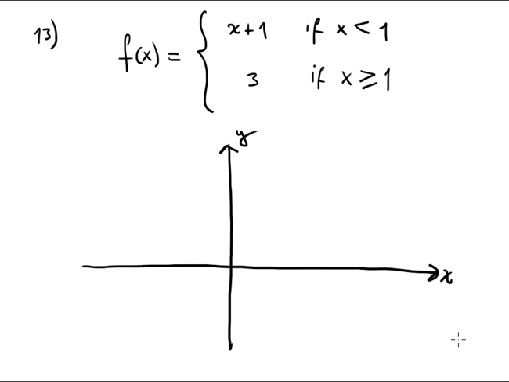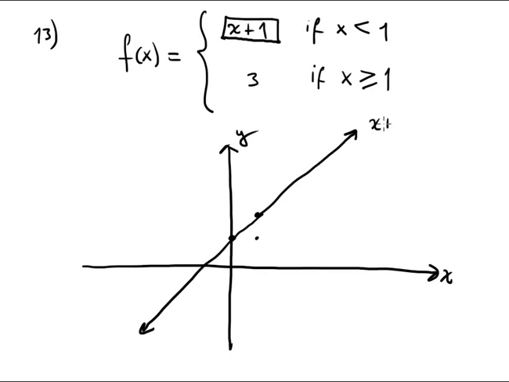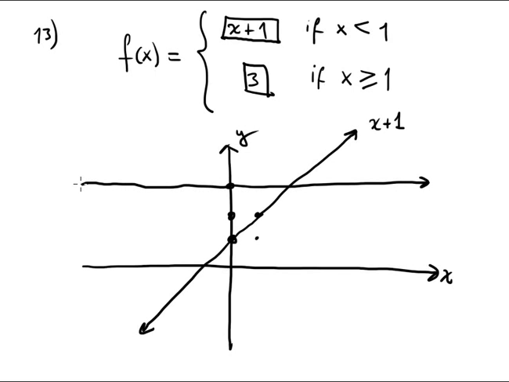Okay, 13 is do the graph of this piecewise function. Let's do the graph of each piece separately. This is a line intersecting at 1 with slope 1, the point 1, 1. It's obvious. Okay, this corresponds with this line, x plus 1. This is a constant function, 3. This is 1, this is 2, this is 3. 3 is a horizontal line.